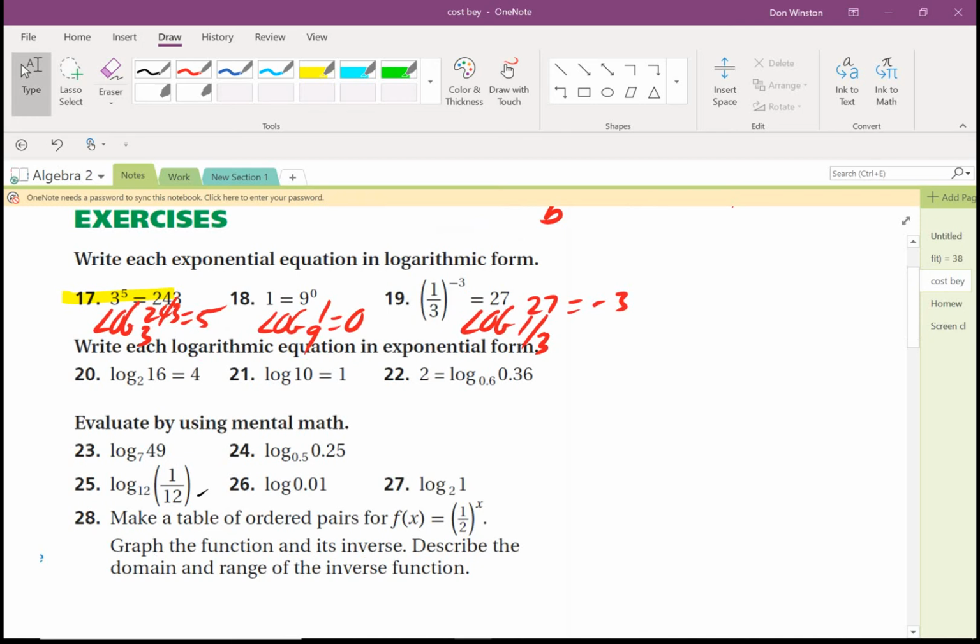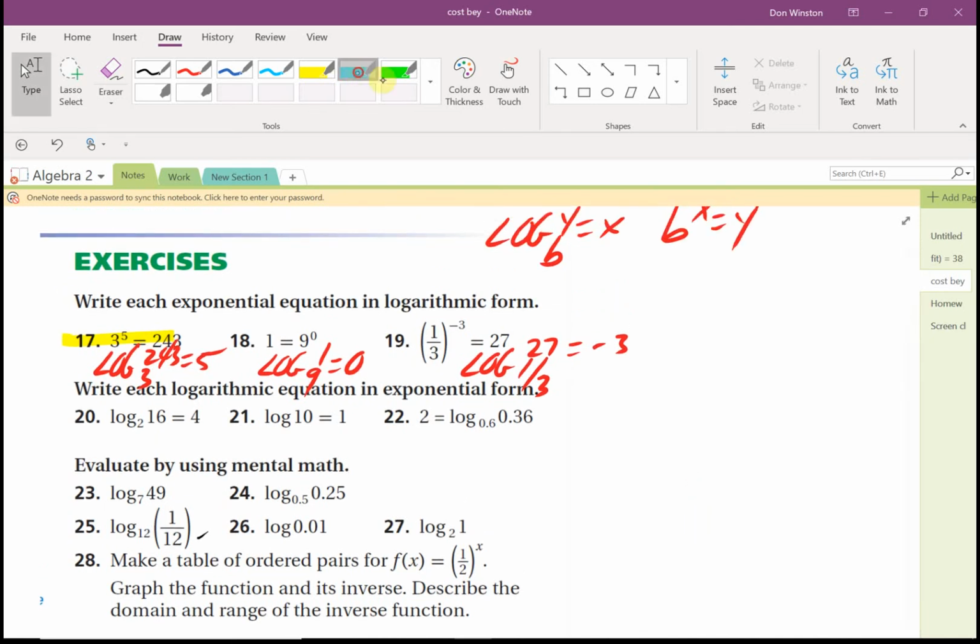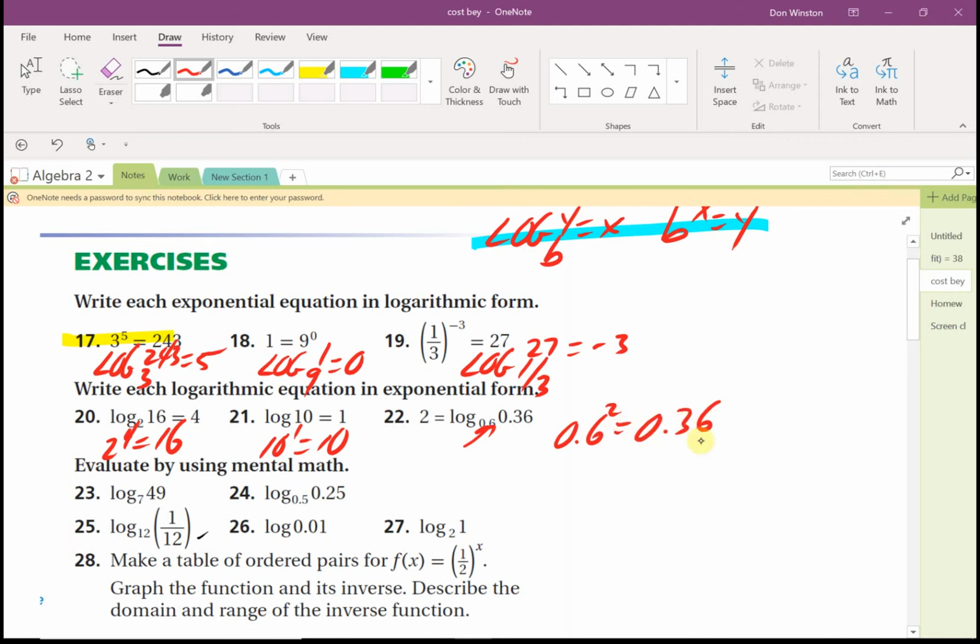We had to write the log equation in exponential form. So again, keeping in mind this important relationship. Okay, so this would be 2 raised to the 4th is equal to 16. And then my base here is 10 even though it doesn't show, so that's 10 to the 1st is equal to 10. And here my base is 0.6, so that's 0.6 squared is equal to 0.36.